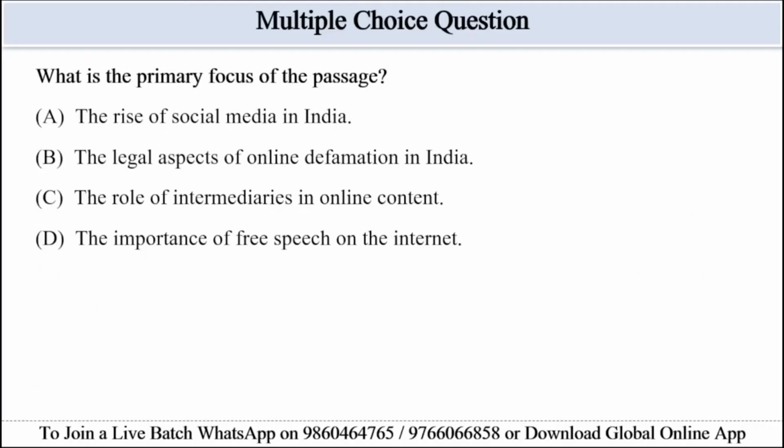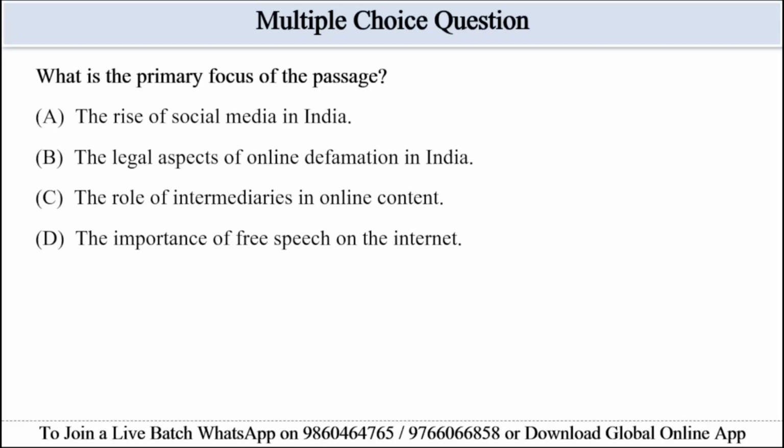So students, this question wants the central theme of the entire passage, not a side point or one example. The passage talks about intermediaries, due diligence, safe harbor, Shreya Singhal, and how courts assess online defamation, including elements like falsity, harm to reputation, and fault, all in the context of online defamation. So option A, the rise of social media in India. The passage does not discuss growth of social media, usage statistics, or trends. It is about legal treatment of online defamation.